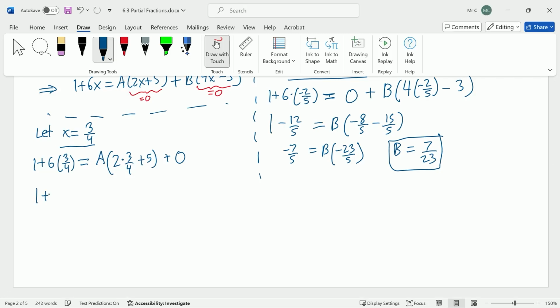So this is 1 plus 18/4 or 9/2 equals a times 2 over 4 is 1/2, so that's 3/2 plus 5. 1 plus 9/2 is 11/2. And 5 is 10/2 plus 3/2 is 13/2. The 2's cancel, divide by 13, we get a equals 11 over 13.